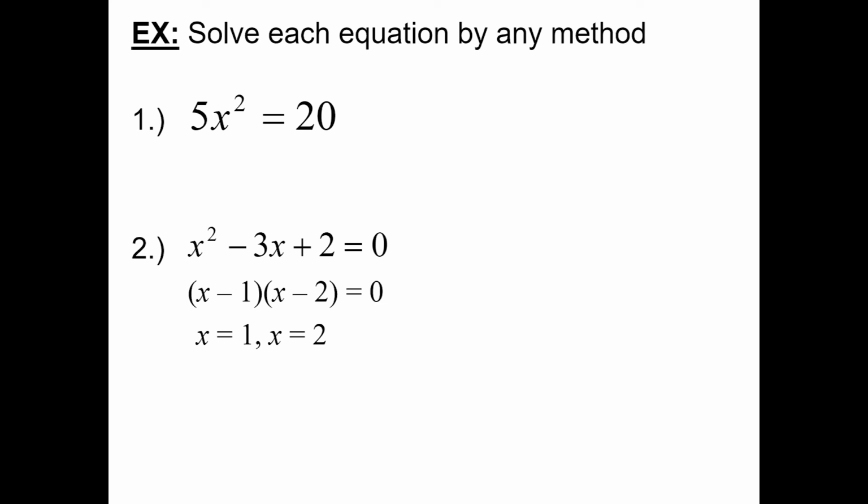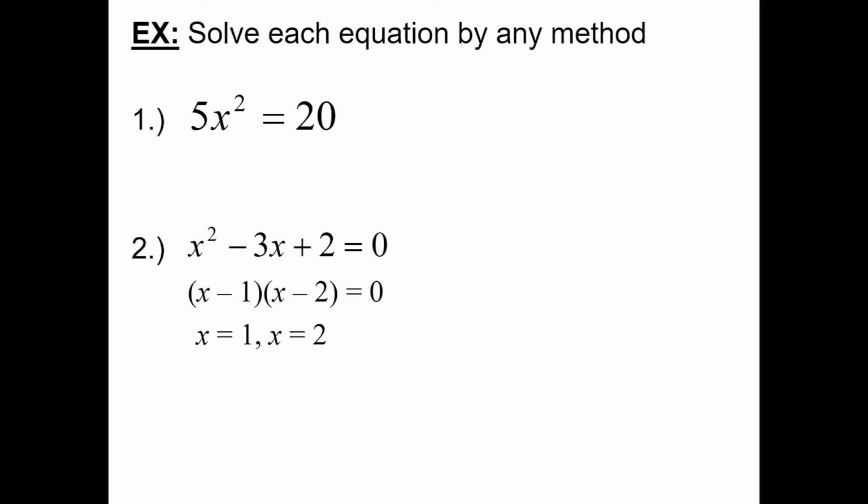Two things are multiplying and I get 0. That means I must have multiplied by 0 itself. So for this first factor, I want to find out where that's 0. That's going to be where x equals 1. And the second factor will be 0 when x equals 2. So those are going to be my two solutions.